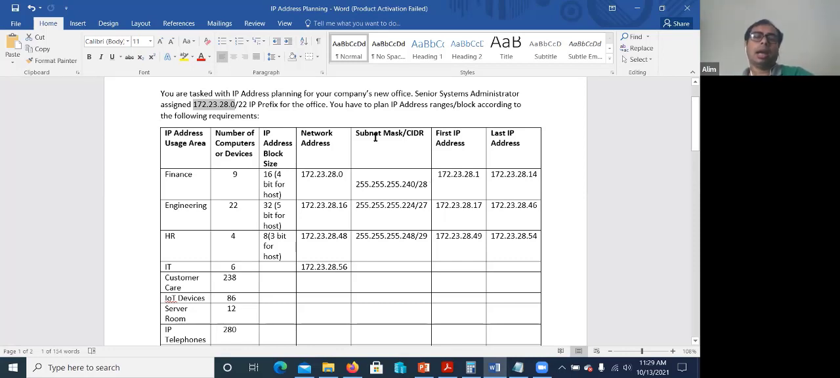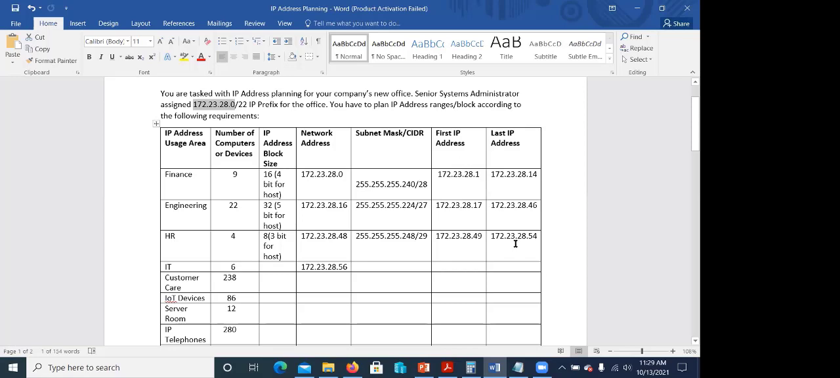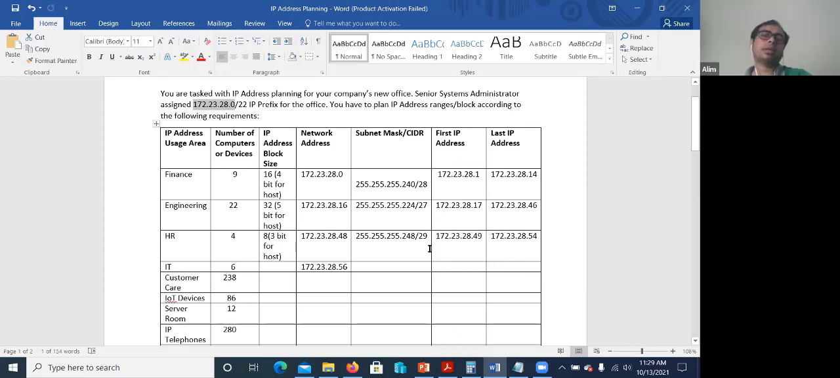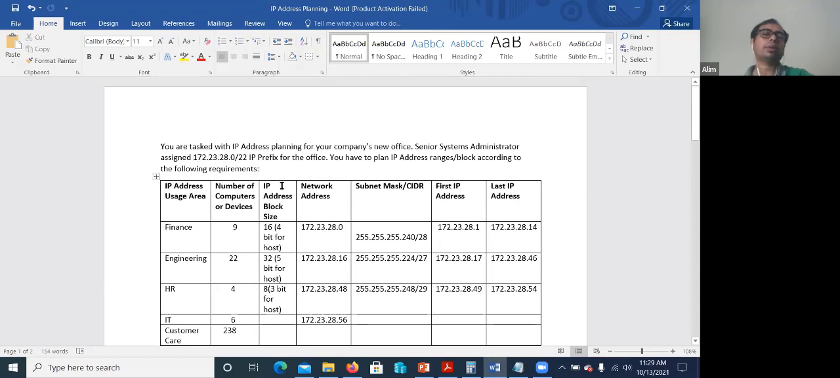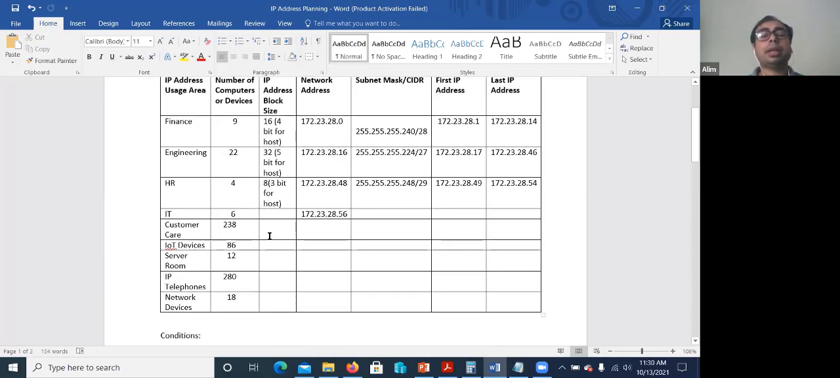Okay. If you can understand this table or this scenario I presented to you, it will be enough for you to assign IP addressing in your real life. In your professional life, you will be asked to plan this type of activity sometimes.